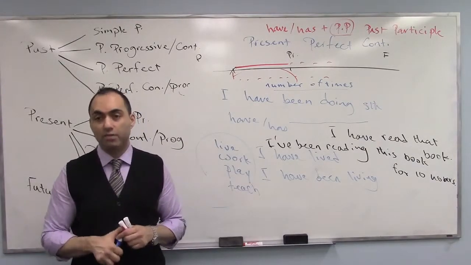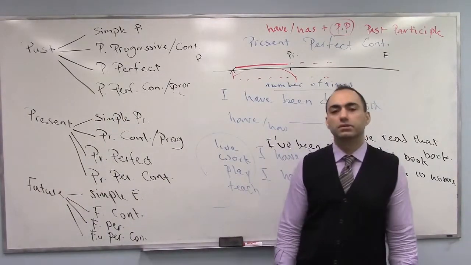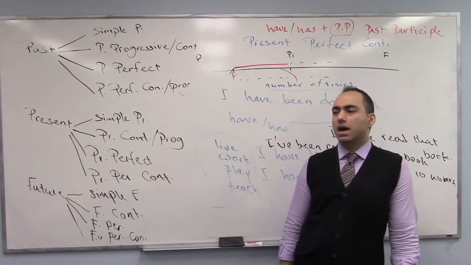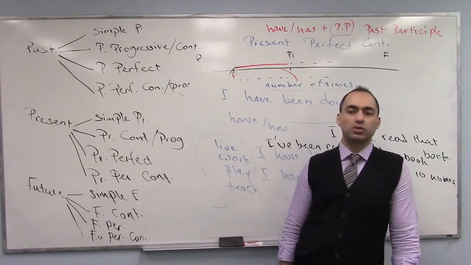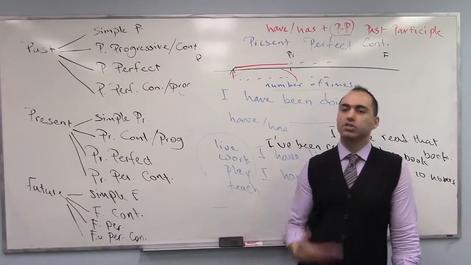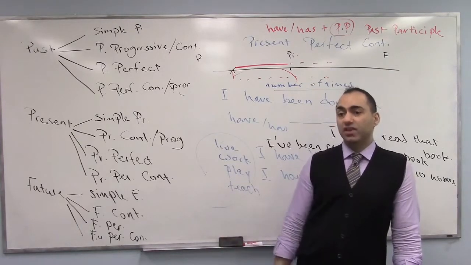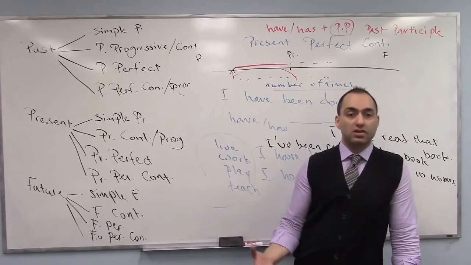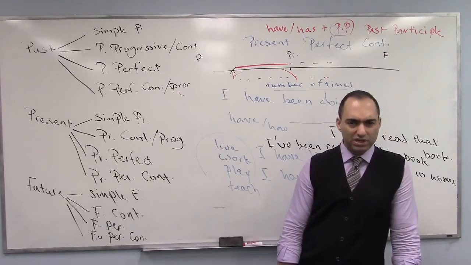I have watched that movie 10 times. I have been to the US twice. I have been to New York City once or twice or 3 times. How many times have you been to New York City? Once, twice, 3 times. I've been living here for 20 years, but I can't say I have been living here 20 times.